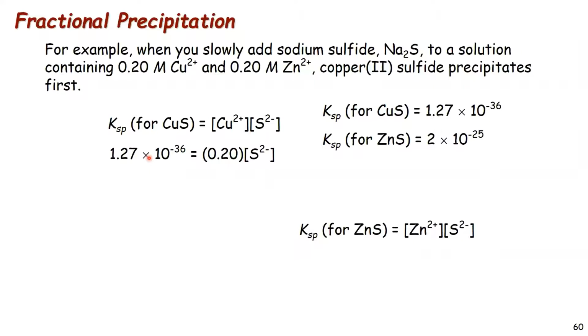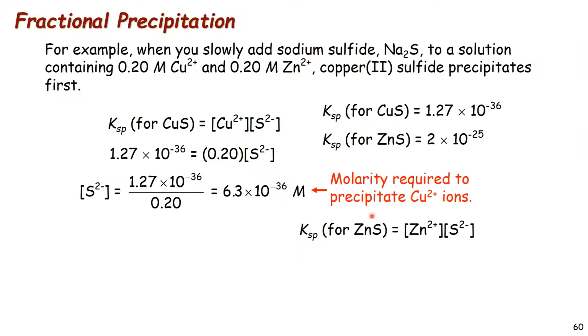Okay, so how much do I need to precipitate out the copper? Well, there's 0.2 molar. That's the original concentration given to us. There's the KSP. And so 6.3 times 10 to the negative 36 molar. So I need that concentration or slightly greater, right? At this concentration, I would have a saturated sulfide solution. So that's going to be the minimum molarity to start precipitating out the copper ions.